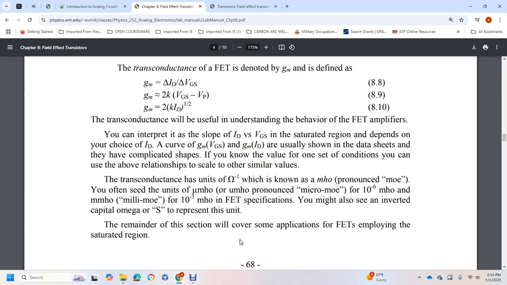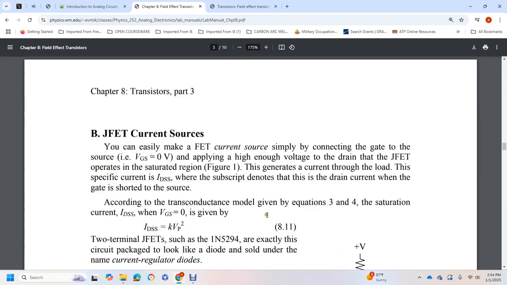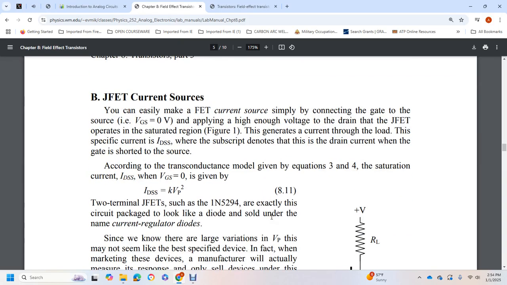The remainder of the section will cover some applications of field effect transistors employing the saturated region. B. Junction field effect transistor current source. You can easily make a field effect transistor current source by connecting the gate to the source and applying a high enough voltage to the drain, with the junction field effect transistor operated in the saturated region.